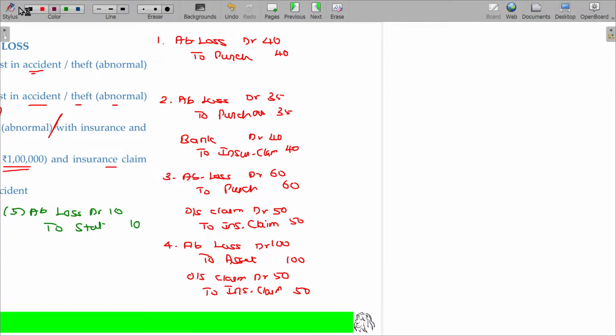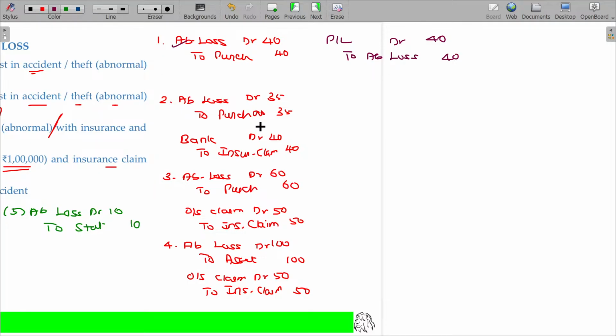Clear? If you are preparing the final accounts, this abnormal loss will be transferred to P&L account. So the entry being P&L account debit to abnormal loss. Your profit and loss will be reduced to this extent. Say the owner earned 10,000 rupees profit, but he lost 40,000 rupees, so ultimately he ends up with a loss. It is going to be adjusted from profit and loss. The ultimate balance for the owner is going to be reduced.